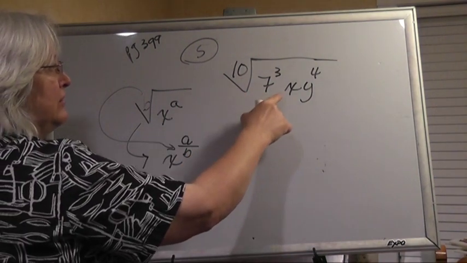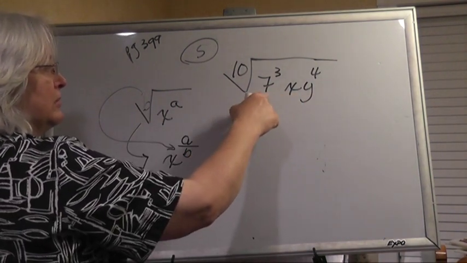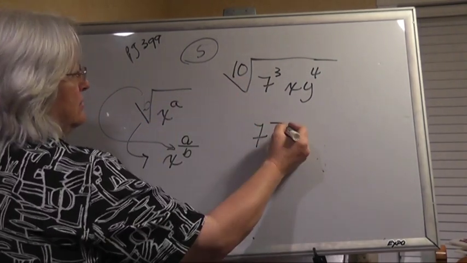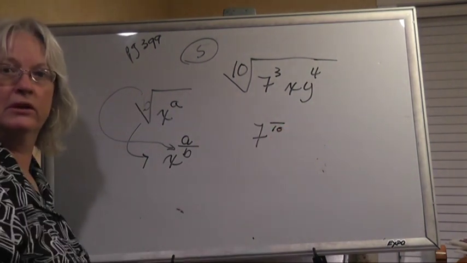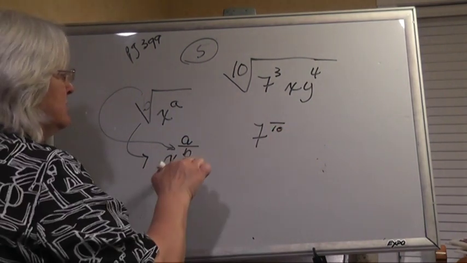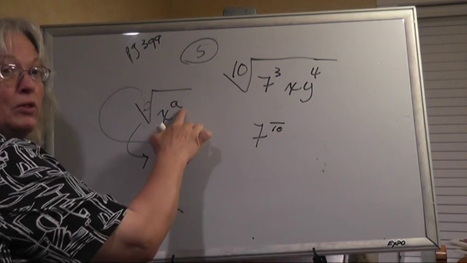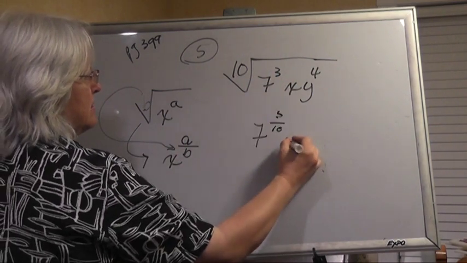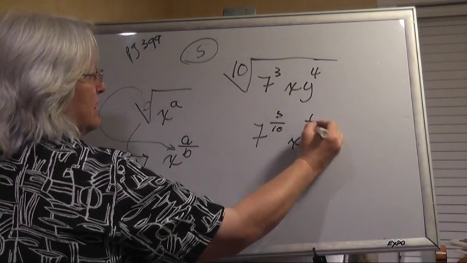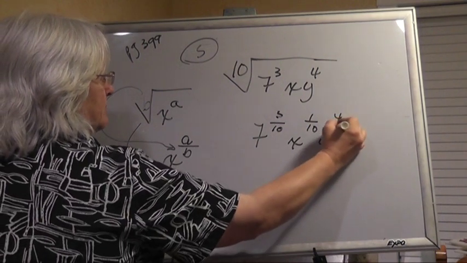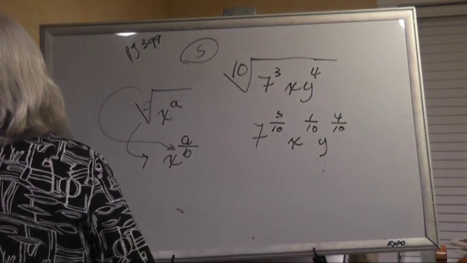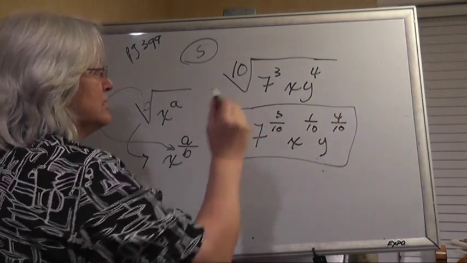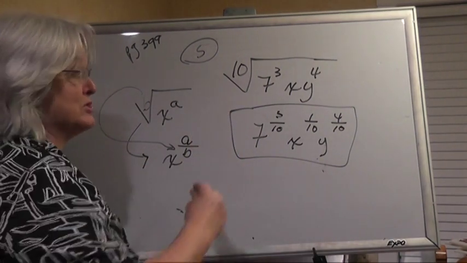So what's the denominator of our fractional exponent going to be here? Well, the denominator is going to be 10. So you have 7, with a denominator of 10 is the power that it's raised to. What's the numerator? Well, the numerator is this exponent here. 7 to the 3 tenths, x to the 1 tenth, y to the 4 tenths.